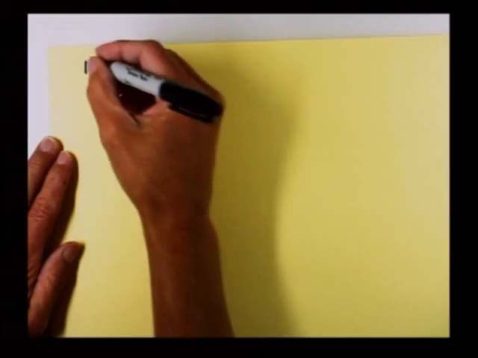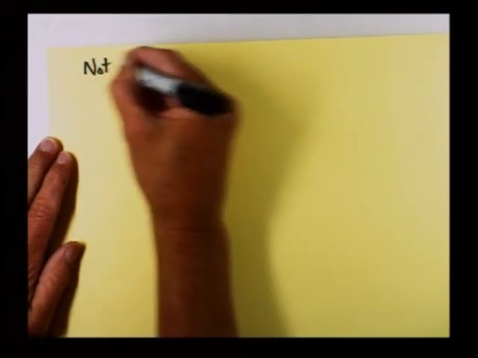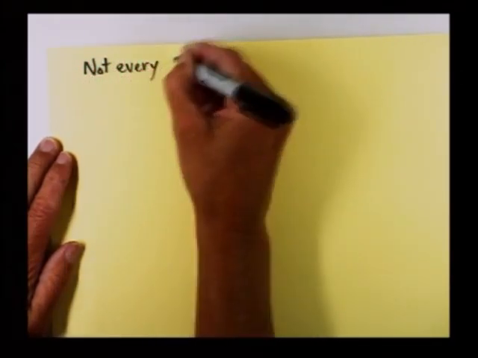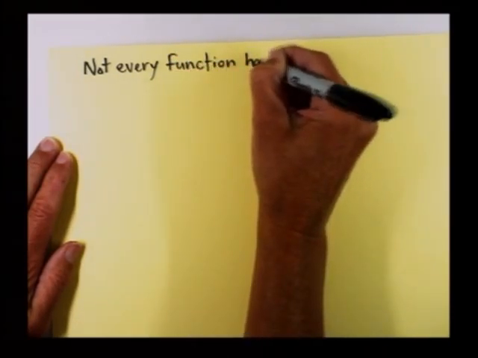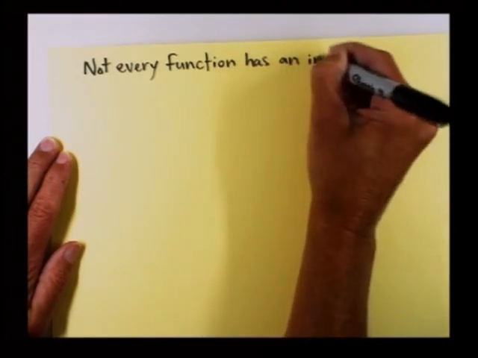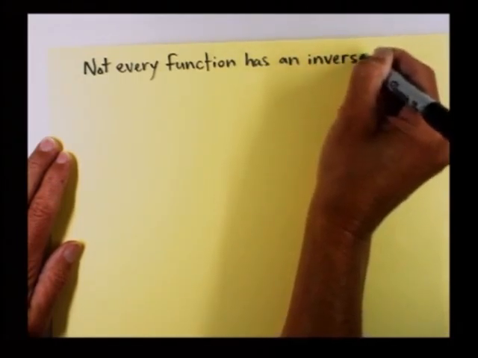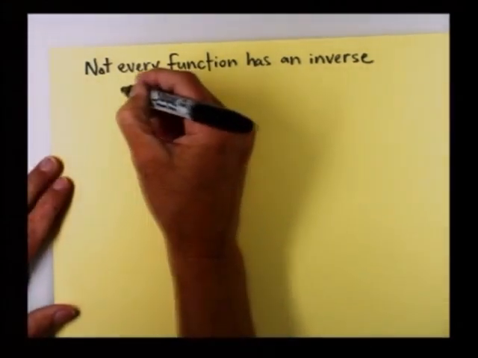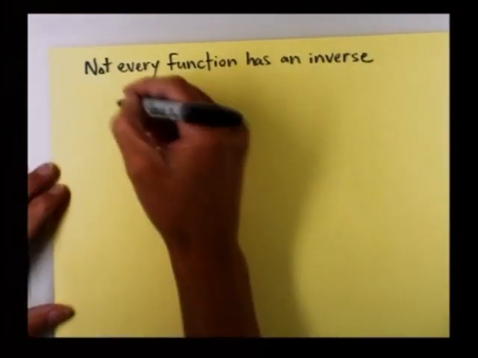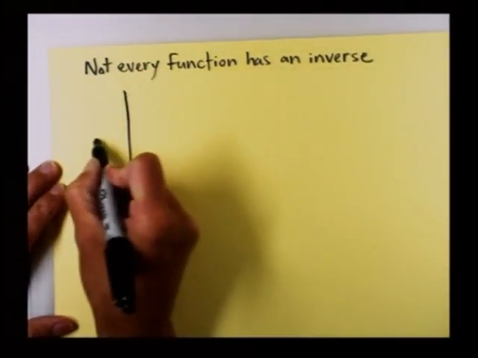But one little caution here. Our caution is that not every function has an inverse. Make sure you write that down. Not every function has an inverse. And I'm going to look at it graphically before we go into any more detail on it. But graphically, let's see if we can understand what that means. So let me give you an example.